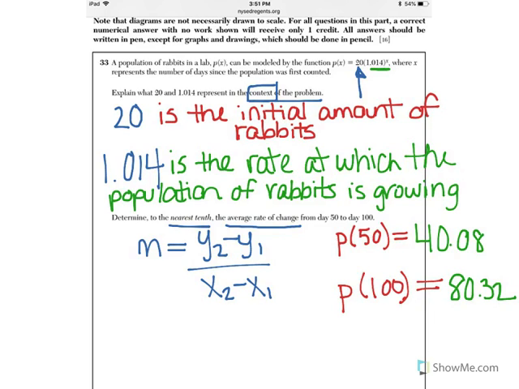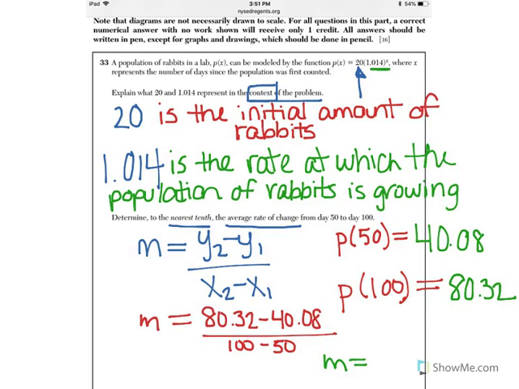Now when I do the calculating of the slope, and I calculate 80.32 minus 40.08 divided by 100 minus 50, and I round to the nearest tenth, I'm going to get a slope, an average rate of change, of 0.8. And I'm done with question 33.